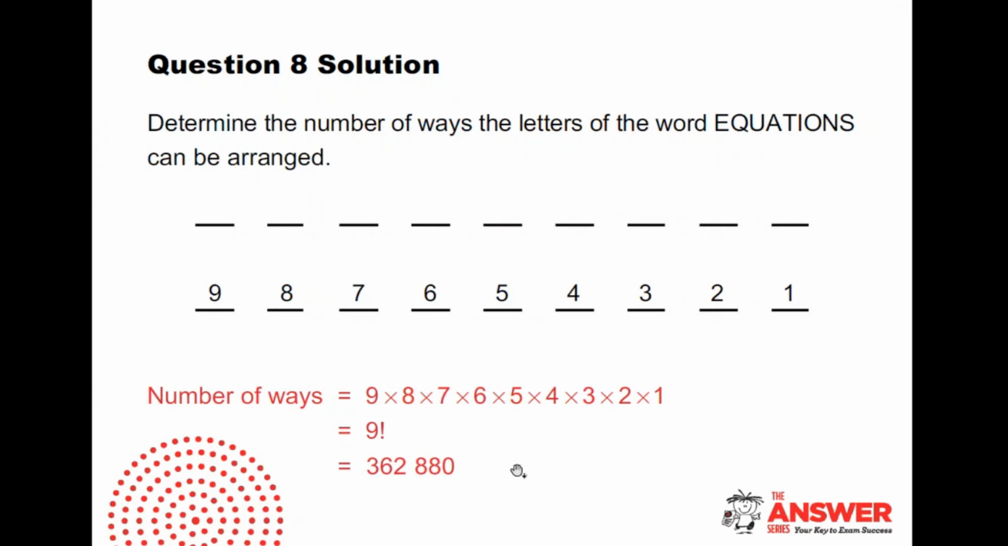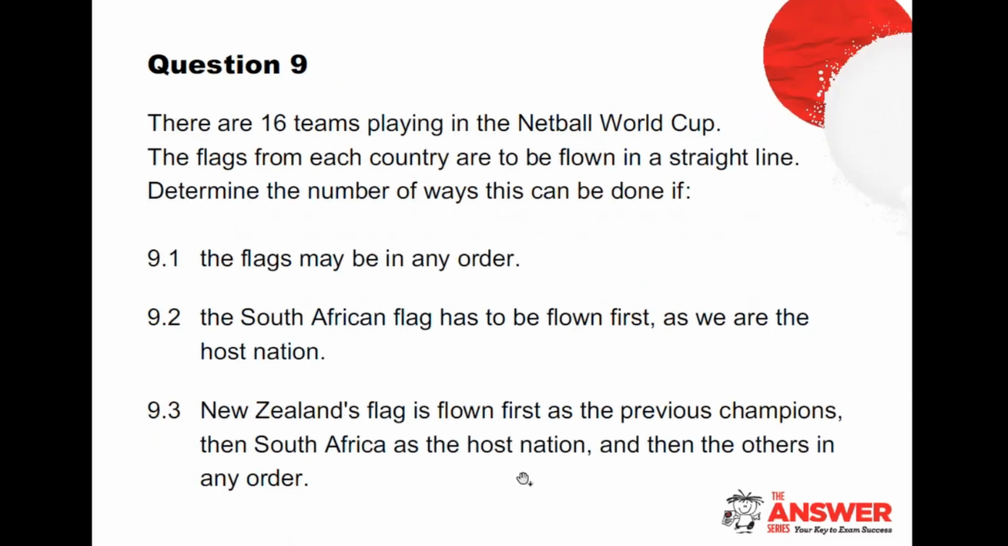Okay, let's keep going. Question 9. There are 16 teams playing in the Netball World Cup. The flags from each country are to be flown in a straight line. Determine the number of ways this can be done if, firstly, the flags may be in any order. Secondly, the South African flag has to be flown first, as we are the host nation. And then thirdly, New Zealand's flag is flown first as the previous champions, then South Africa as the host nation, and then the others in any order.